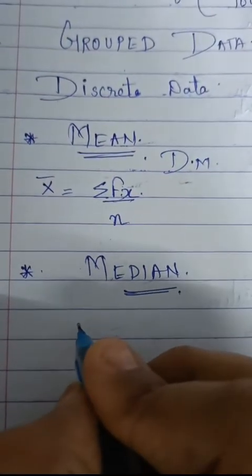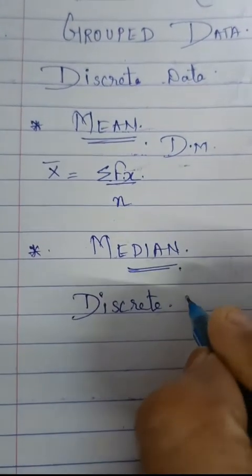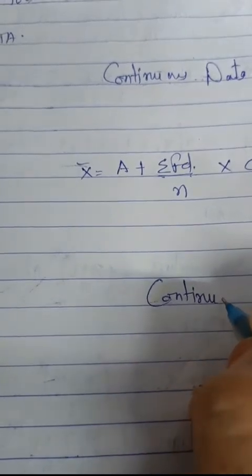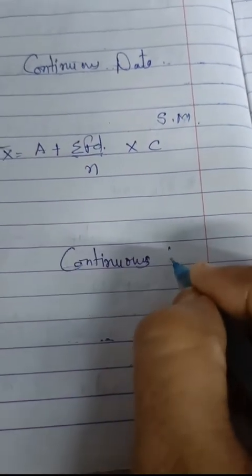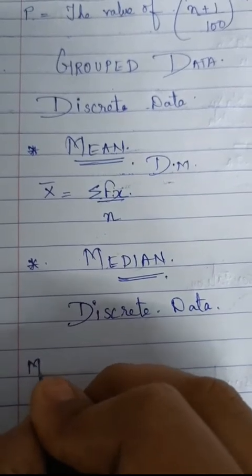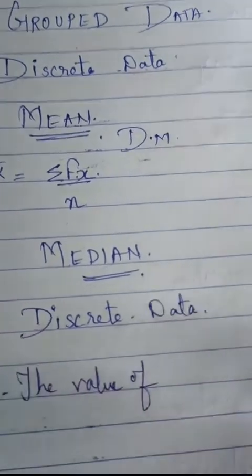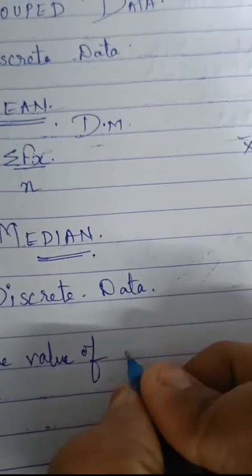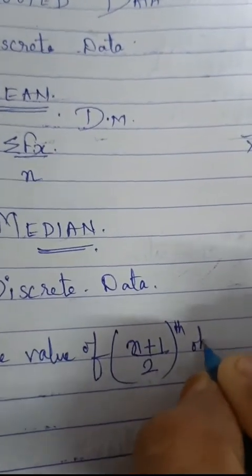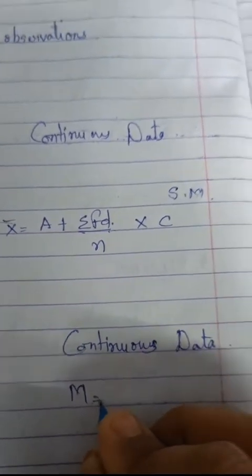median. In median also there is a formula for discrete data and continuous data. Okay, so here for median, the value of (n plus 1) divided by 2 will come in discrete, observation. Is that clear? But here in continuous, the formula for median will be related with L.